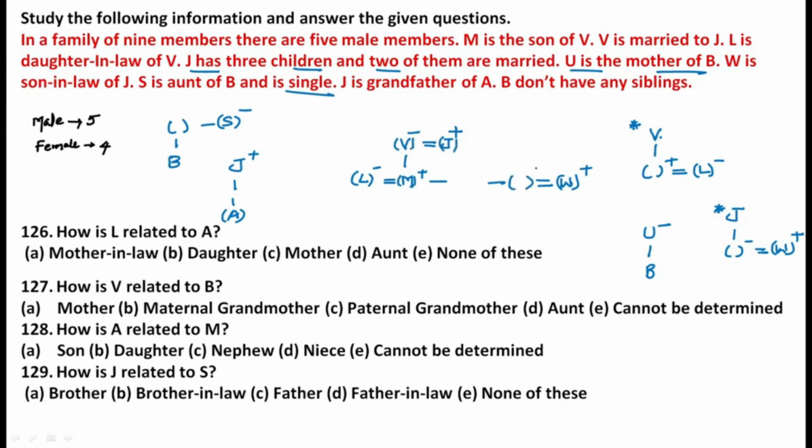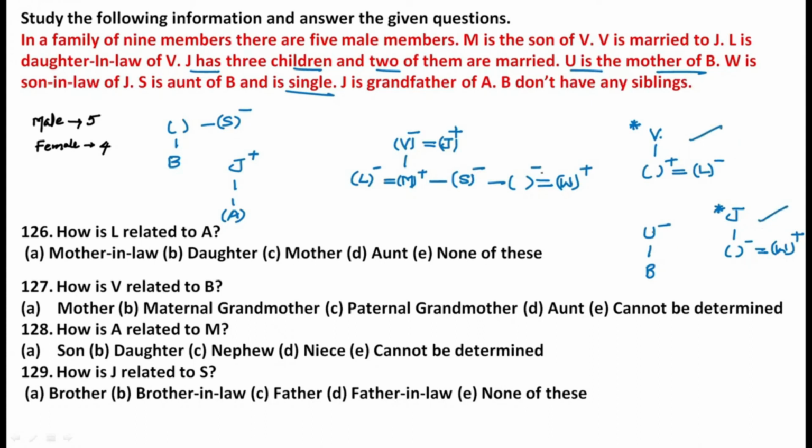Here, whatever the alphabet, that must be a female. But it's a couple. And B has an aunt, which means definitely we can conclude that it is S, and S is female. And B is the nephew or niece, but we don't know whether B's children belong to M's couple or W's. So we are done with this information.